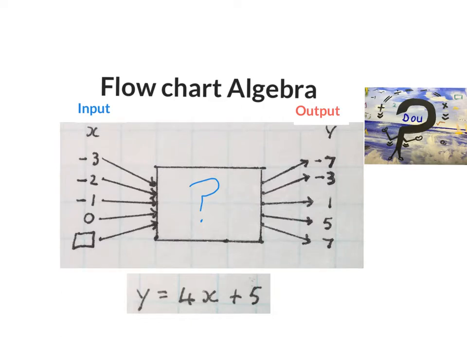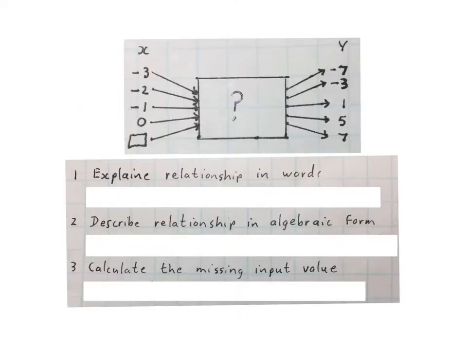Good day. In this video, we're going to show you how to use a flow chart in algebra to describe the relationship between the input values x and the output values y in this flow chart. And we will show you that this is the description in algebraic form. Using this flow diagram, we're going to explain the relationship in words between the x input value and the y output value, describe the relationship in algebraic form, and then calculate the missing input value, that block over there.